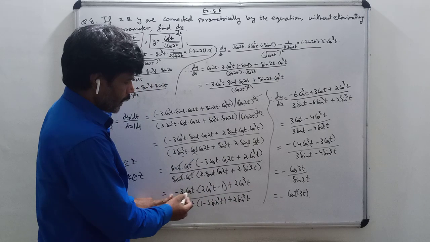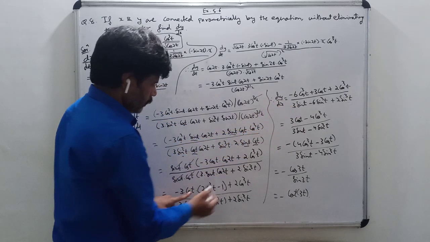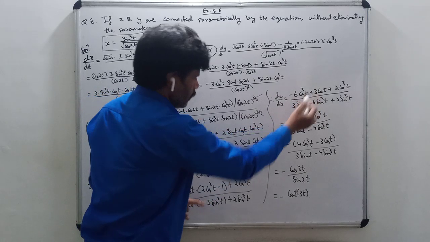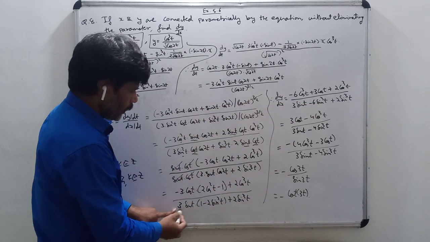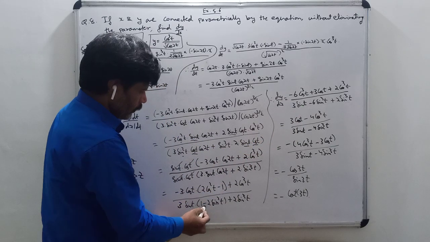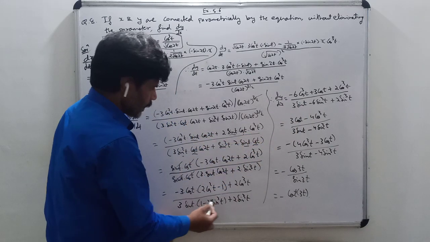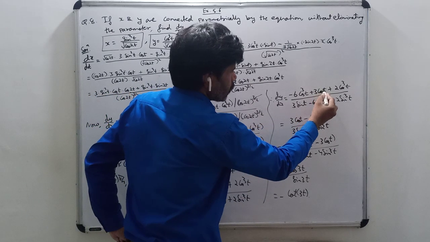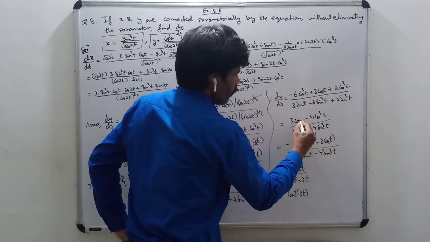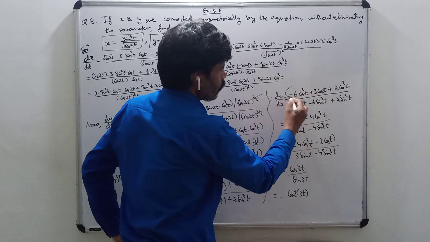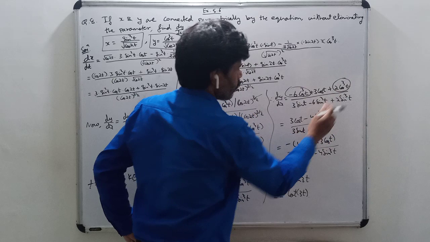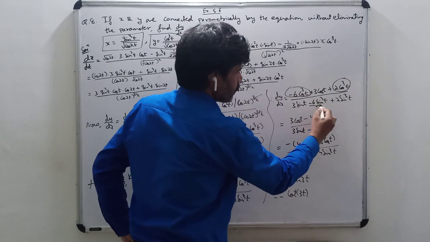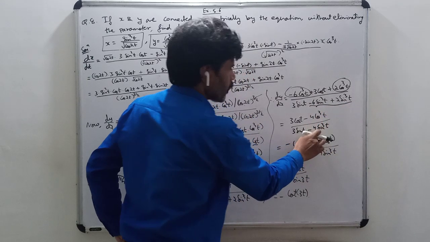Now expanding, minus 3 into 2 is minus 6, cos t into cos square t is cos cube t, minus minus plus 3 cos t, and plus 2 cos cube t as it is. Same way in the denominator, 3 sin t into 1, 3 sin t, minus 3 into 2, 6, sin t into sin square t, sin cube t, plus 2 sin cube t as it is. Now, this 3 cos t as it is, minus 6 cos cube t, and plus 2 cos cube t will be how much? Minus 4 cos cube t, upon this 3 sin t as it is, minus 6 sin cube t plus 2 sin cube t will be what? Minus 4 sin cube t.